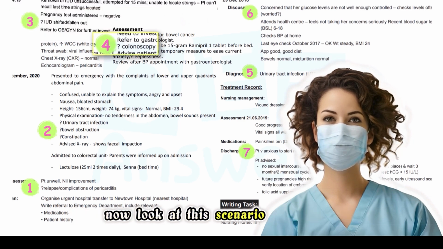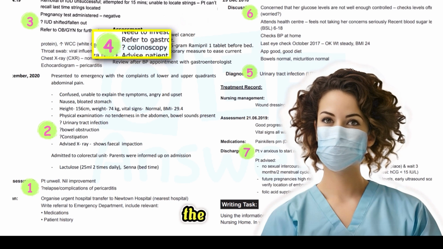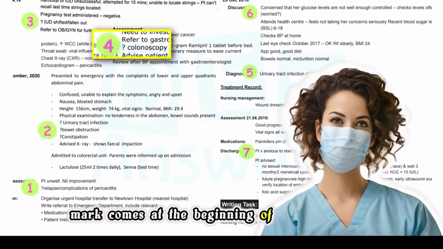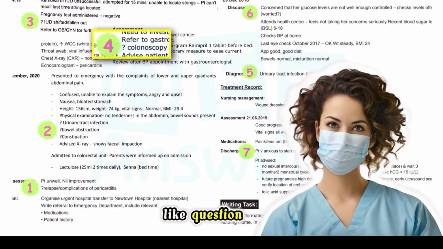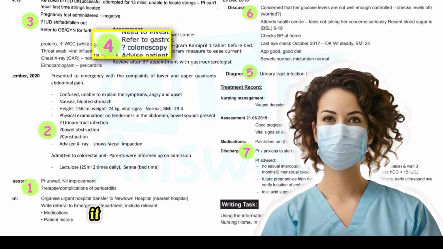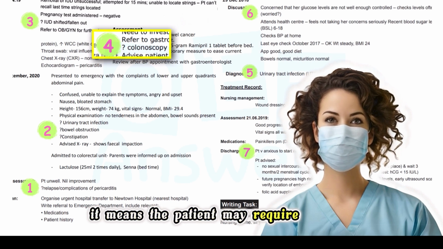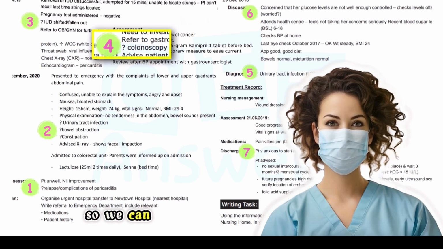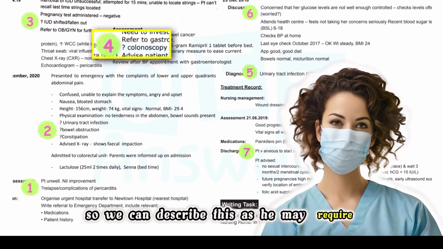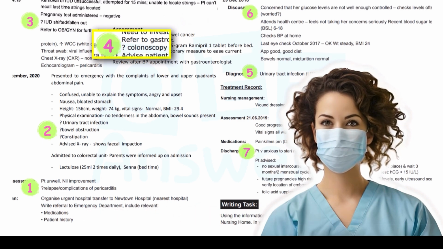Now look at this scenario number 4. Here the question mark comes at the beginning of the information, like question mark colonoscopy. It means the patient may require this test. So we can describe this as he may require colonoscopy.